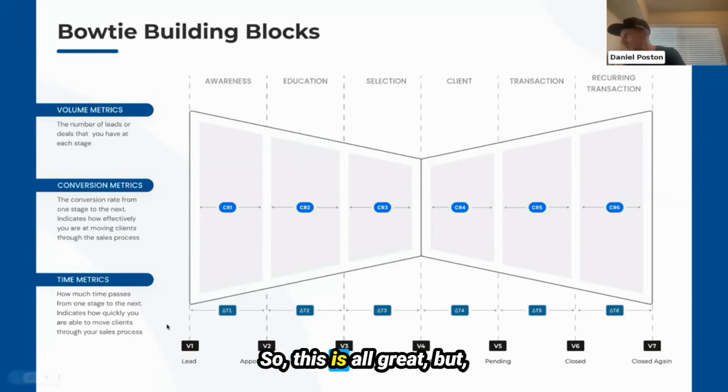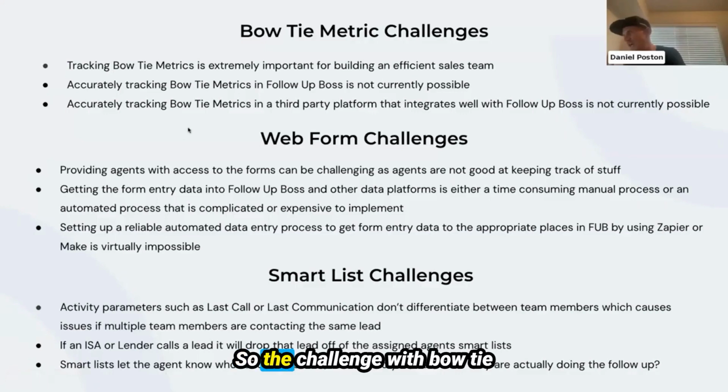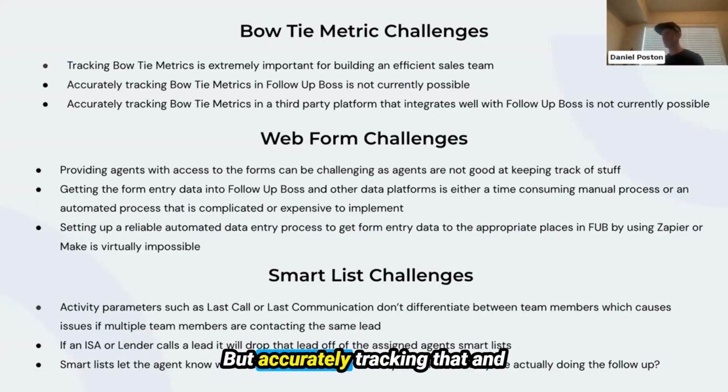So this is all great, but how do you track it? So the challenge with bow tie metrics is they're extremely important to building an efficient sales team, but accurately tracking that in Follow Boss is not possible. And the reality is there's not a third-party system yet that accurately tracks all of those metrics in a simple, streamlined way.